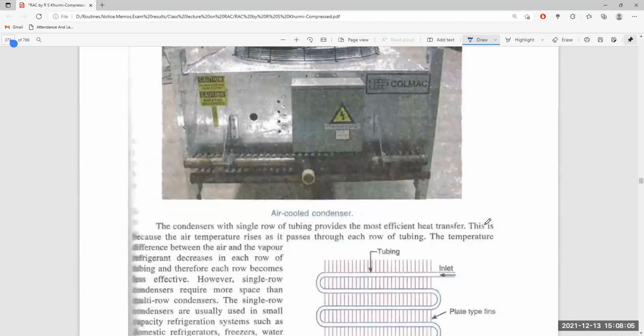Here, the condenser with single row tubing is the most efficient and provides the most efficient heat transfer. This is because the air temperature rises as it passes through each row of tubing. The temperature difference between air and vapor decreases in each row of tubing, and therefore heat transfer becomes less effective. But a single row condenser requires more space than multiple row condensers.